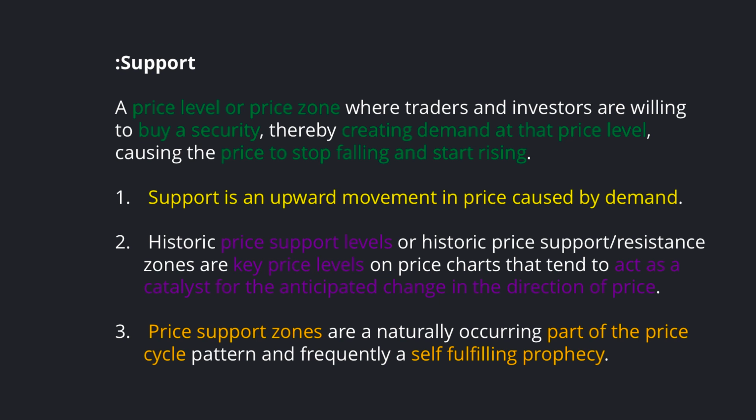Historic price support levels or historic support resistance zones are key price levels on price charts that tend to act as catalysts for the anticipated change in the direction of price. Price support zones are a naturally occurring part of the price cycle pattern and frequently are a self-fulfilling prophecy.